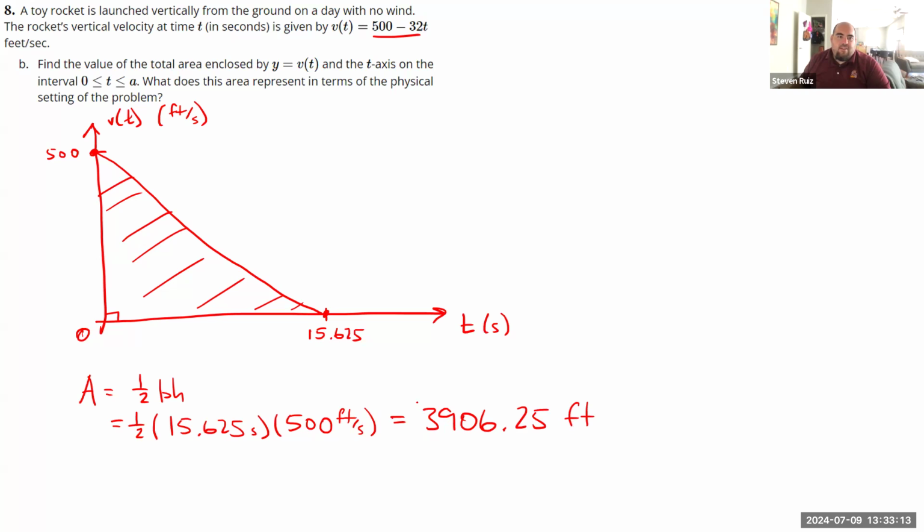So what did this area give us? What this tells us is a position. We took a velocity function, and we found the area underneath that function with respect to time. So what we found is a distance. Specifically, it's the upward distance this rocket travels before it starts to come back downward, or it's the maximum height of this rocket. A lot of ways to express what's happening here, but they all describe a position of this rocket.